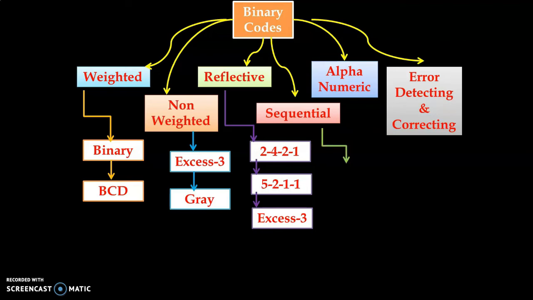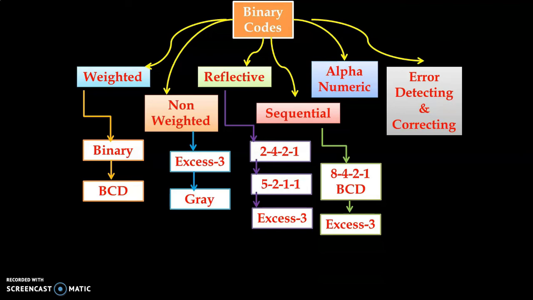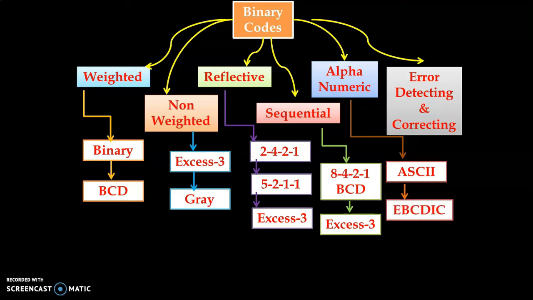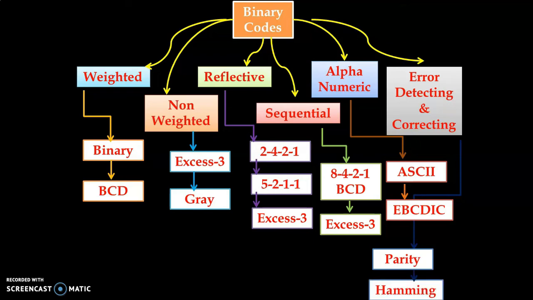If we go for sequential code, then we have 8421, that is BCD code. BCD code is weighted code, but at the same time it is sequential code also. Then we have XS3 code. XS3, you can see, is non-weighted, reflective and sequential as well. Then alphanumerical: we have ASCII code as well as EBCDIC code. At last we have error detecting and correcting code: parity code as well as Hamming code. So this way we have a classification of our binary codes.